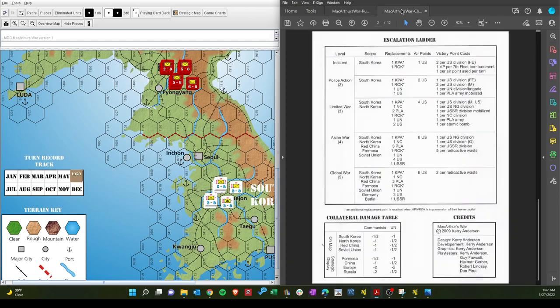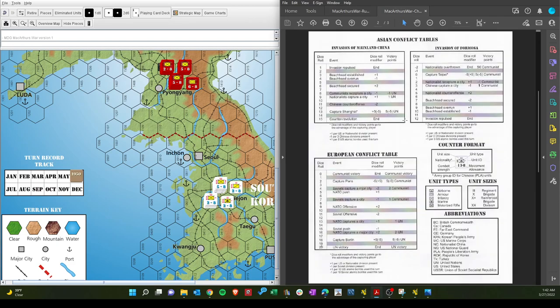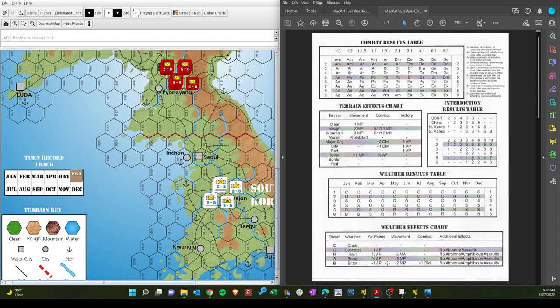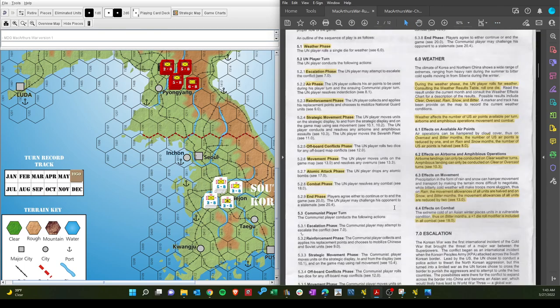Okay. And we do see those summarized here. Weather effects, clear, no effect. Overcast, minus one air point. Rain, well, all these, no airborne, no amphib. And we see down here at bitter, plus one. And we also have our weather table, and the weather varies for each month. The results can vary too, okay? So weather does definitely play a role here, like it did in real life.